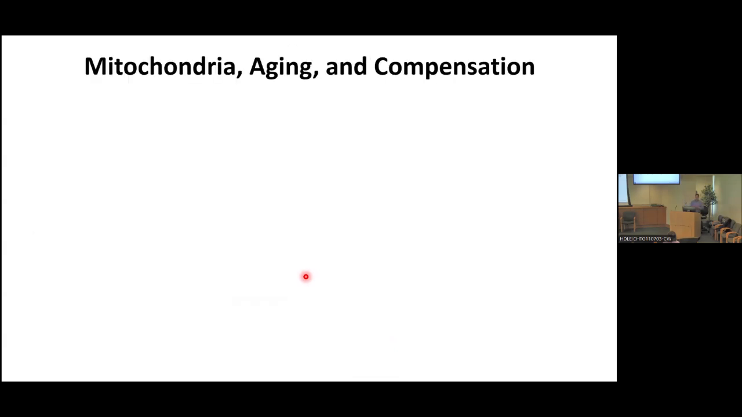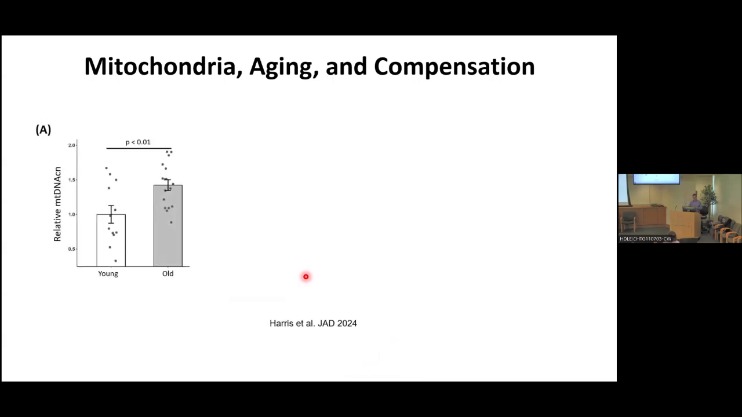So I've been throwing around terms like mitochondria, aging, and compensation. Can I tie them together? Well, these are data that we recently reported in which we looked at the status of mitochondria in the brains of aging mice. What I'm showing you here is the mitochondrial DNA copy number in the hippocampi of young and old mice, and you can see that there is this increase in the mitochondrial DNA copy number in aging mice, and this is what happens in the brains of humans as well as they age.